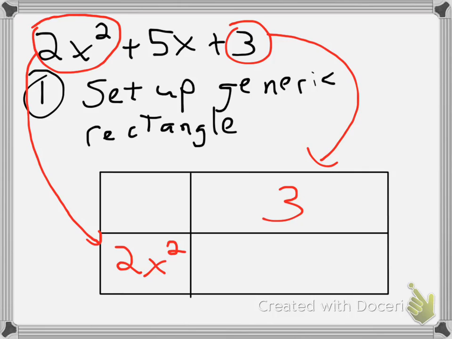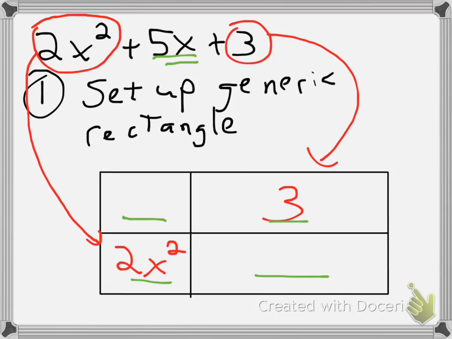So that will always be what's going on. And then what we're trying to decide is how to divide up these 5 x's to go into the upper left and lower right corners of the rectangle. The x squared term always goes in the lower left, the constant term always goes in the upper right, and then we're going to work on the rest of it.